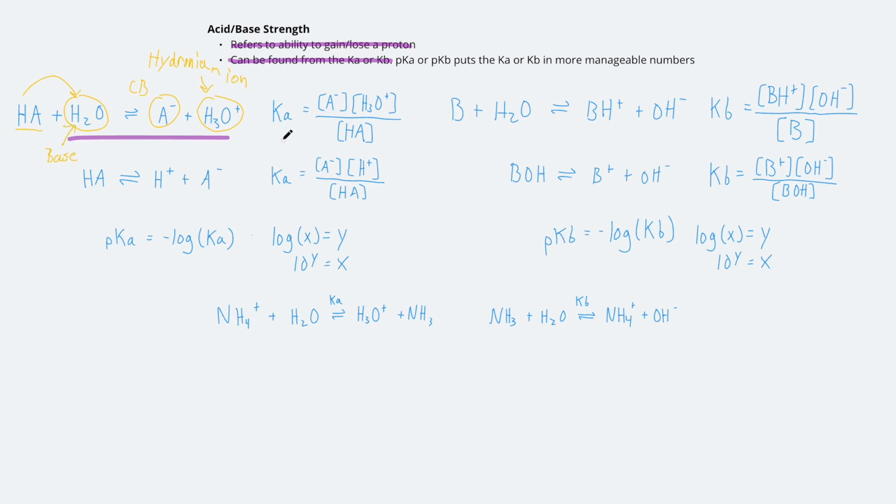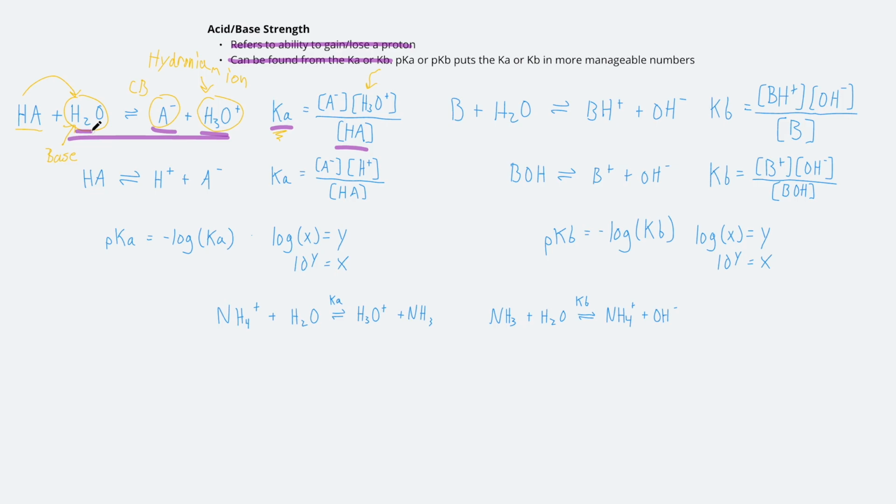Ka is an equilibrium constant, and all equilibrium constants are equal to products over reactants. So for this one, Ka is equal to the concentration of A minus times the concentration of the hydronium ions over the concentration of HA. So it's just products over reactants, but we're leaving out water because in all equilibrium constant equations, pure liquids and pure solids are left out. The number for Ka is dependent on the acid itself. So what the Ka tells us is if we put that particular acid into water, how much is it going to donate its hydrogens to water to create the hydronium ions?